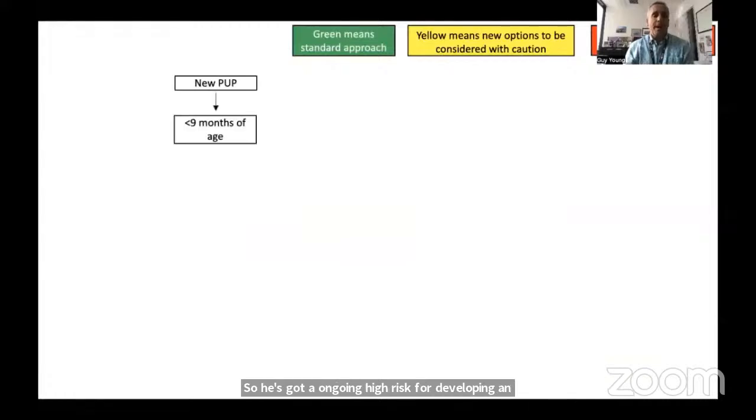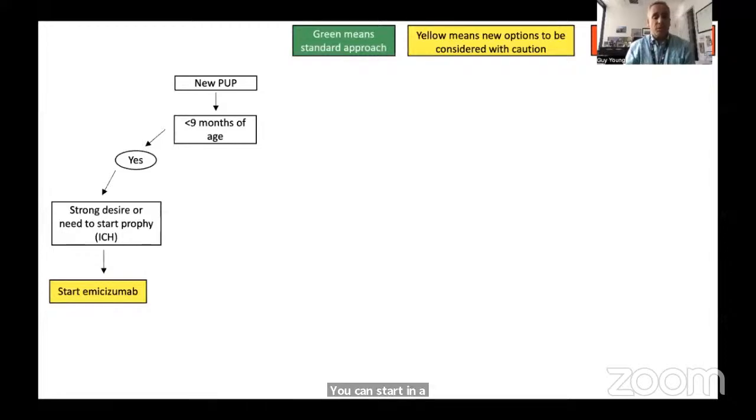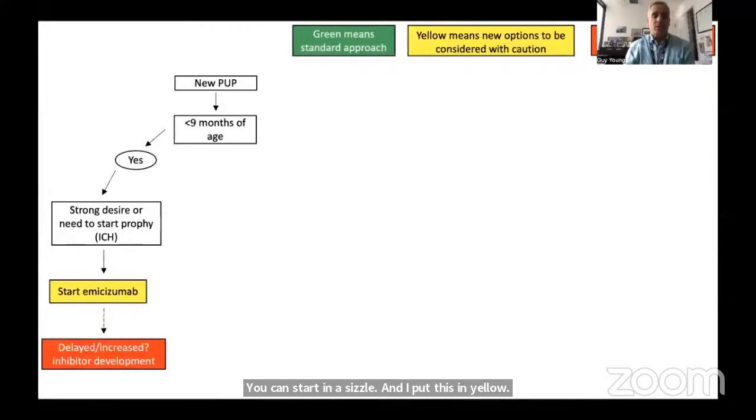So let's take a look at the PUP algorithm, which I split out at 9 months of age based on this intracranial hemorrhage incidence. If a child is less than 9 months of age, and the family has a really strong desire or concern about intracranial hemorrhage, or maybe the patient already has an intracranial hemorrhage, you need to start prophylaxis, and you can start emicizumab. Now I put this in yellow, again, to be considered with caution. The downside is this issue of delayed or increased inhibitor development.